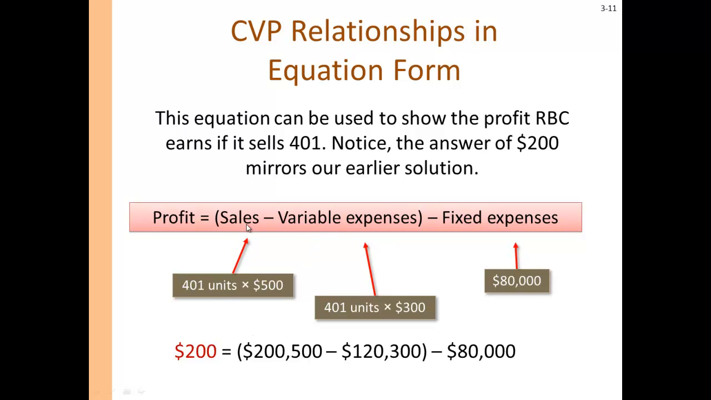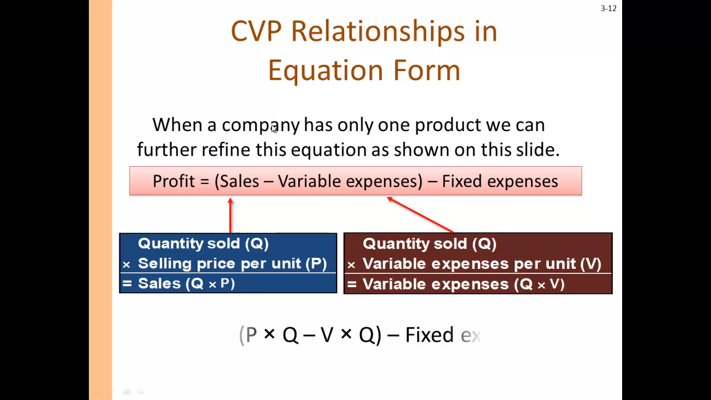So 401 units, so sales equals number of units times selling price, variable expenses equals number of units times variable expense, and then fixed expenses are fixed. So 200,500 minus 120,300 minus 80,000 equals $200 in profit.